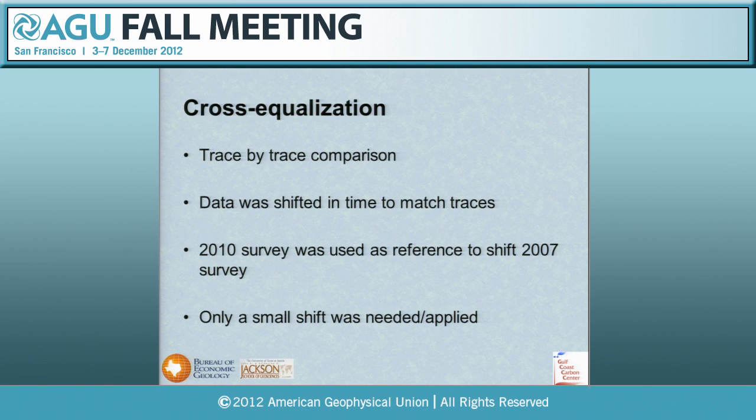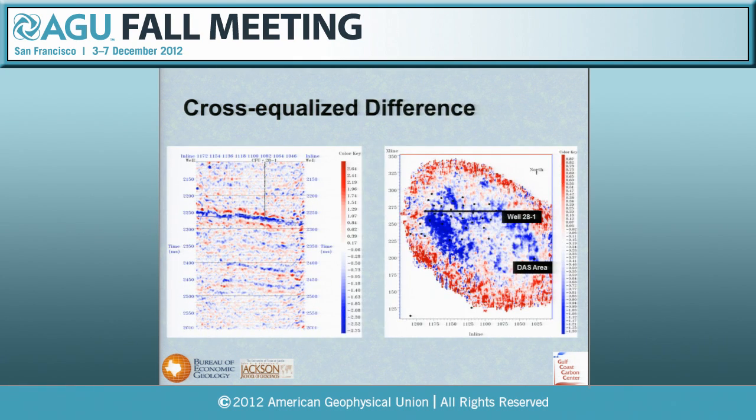We first cross-equalized the data set using a trace-by-trace comparison, and it was only shifted in time, so there was no phase shift in this case. The 2010 survey was used as a reference to shift the 2007 survey, and it turned out that only a small time shift was actually needed. This is the cross-equalized difference.